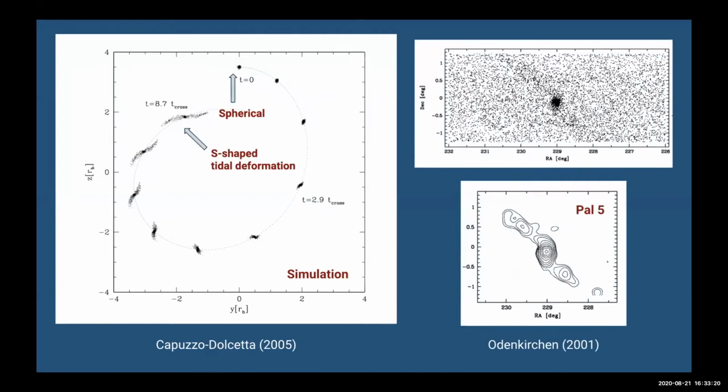This is again an image of Palomar 5. Odenkirchen in 2001 used SDSS data and isolated the cluster stars from the field stars, meaning stars that happen to be within the field but do not belong to the cluster. And we're able to identify similar S-shaped tidal deformation on both sides of the cluster.